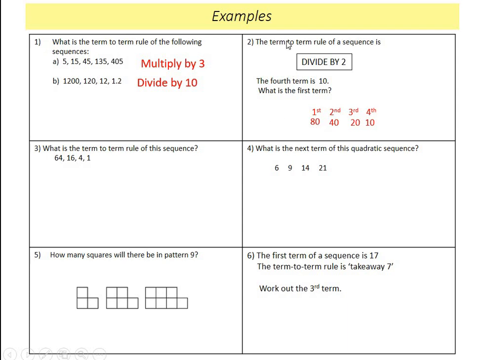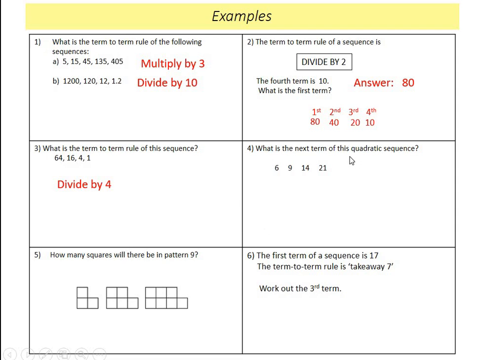So if I go backwards and just check my answer, 80 divided by 2 is 40, 40 divided by 2 is 20, 20 divided by 2 is 10. So I know my answer of 80 is correct. The first term is 80. Number 3 is just like number 1. We want to know the term-to-term rule of this sequence. I can see that each term has been divided by 4.